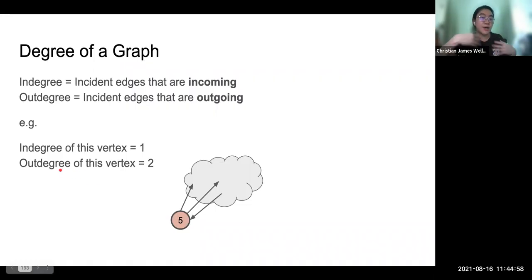And then here's another concept. There's a concept of in degree and out degree in the case of directed graph. Okay, so in degree is incident edges that are incoming. So here in this example, there's only 1 incoming edge. Out degree is for outgoing. Okay, there are 2 outgoing edges.